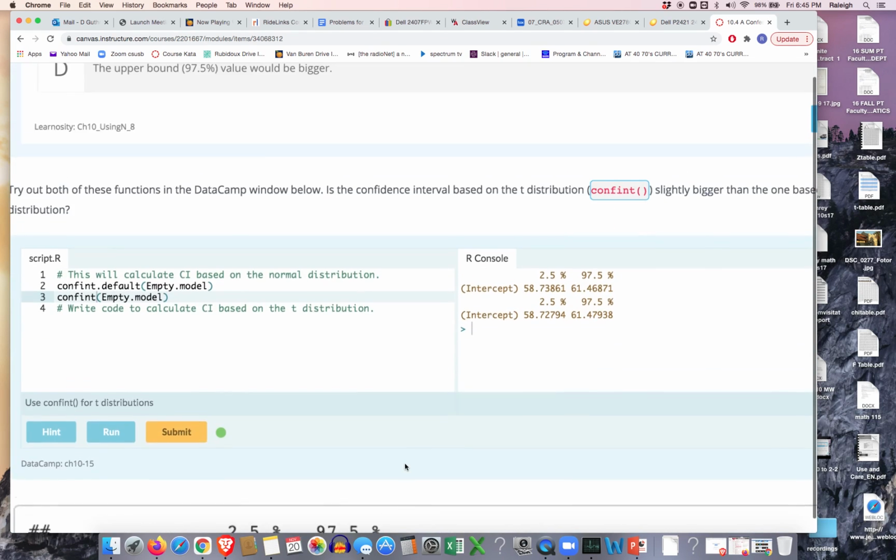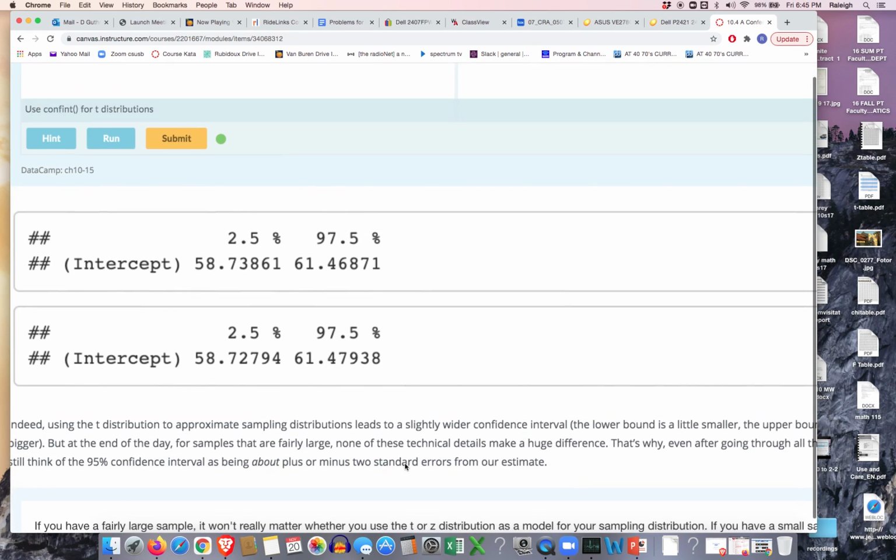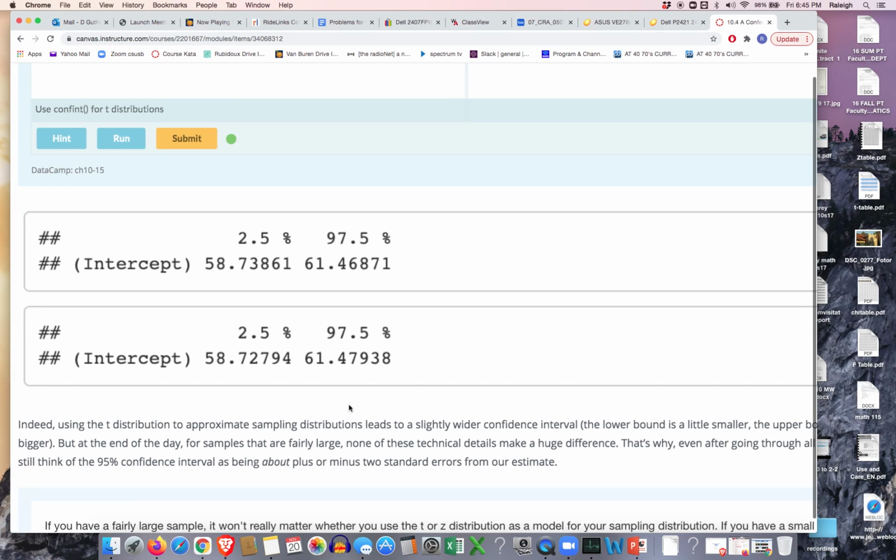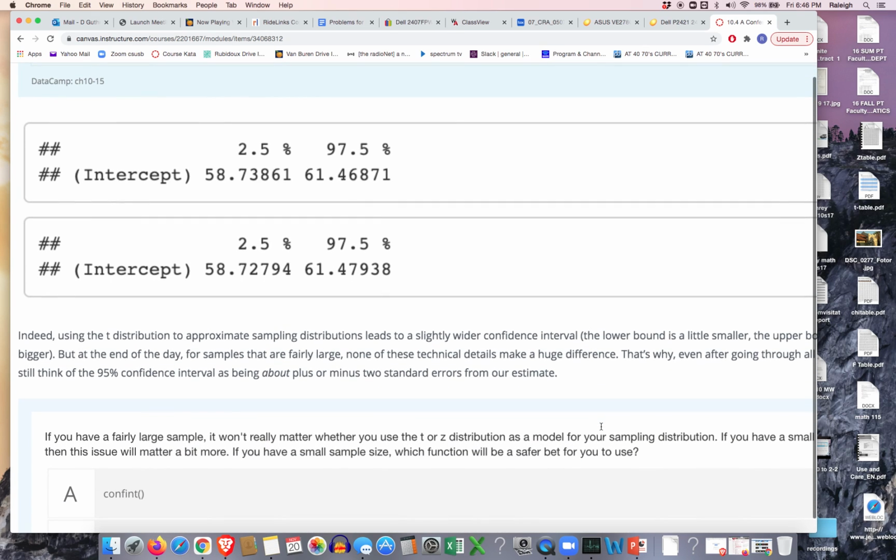Maybe that's the model with 157 in them. That's a big enough sample size that you're starting to lose the difference between t and z. With small sample sizes, which is what the t distribution had been used for classically, the ones that cost a lot of money and take a lot of time to get, maybe 10 at the most, that's where t is always shown more clearly than z. Using the t distribution leads to a slightly wider confidence interval, and for samples that are fairly large, it doesn't make a huge difference.